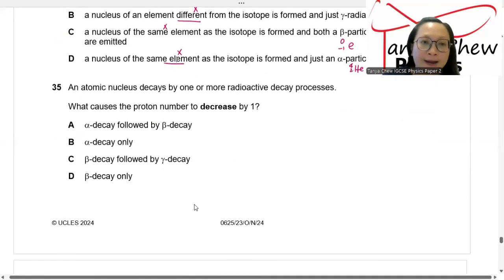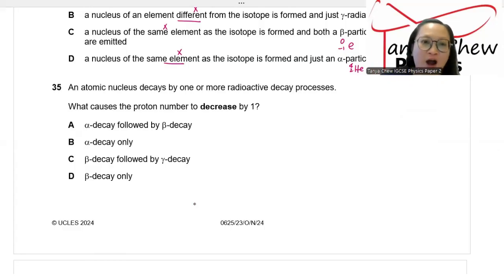Number 34, an atomic nucleus decays by one or more radioactive decay processes. What causes the proton number to decrease by one? Proton number to decrease by one, it is about alpha or beta. So if alpha is being decayed, could you see that the proton number is decreased by 2. If you want the proton number to decrease by 1, you have to add another decay by beta particles, because negative negative become positive.